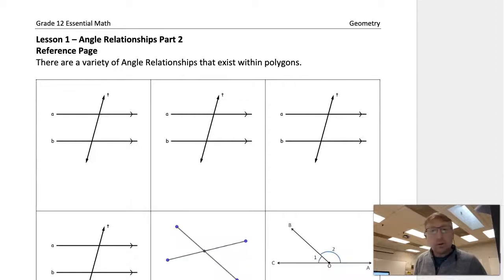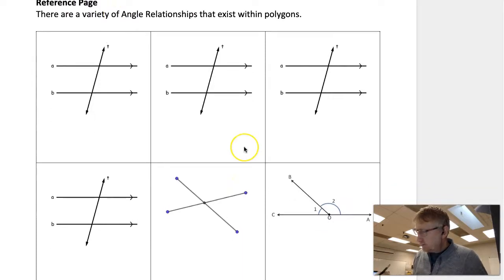Welcome back. Let's keep going with lesson 1 of Polygons. Reference page. This is meant to provide you with some hints and helps for solving all sorts of different little puzzles that we're working with in our Polygons or Geometry unit. I have some notes to try to keep me on track so I can keep talking sensibly.